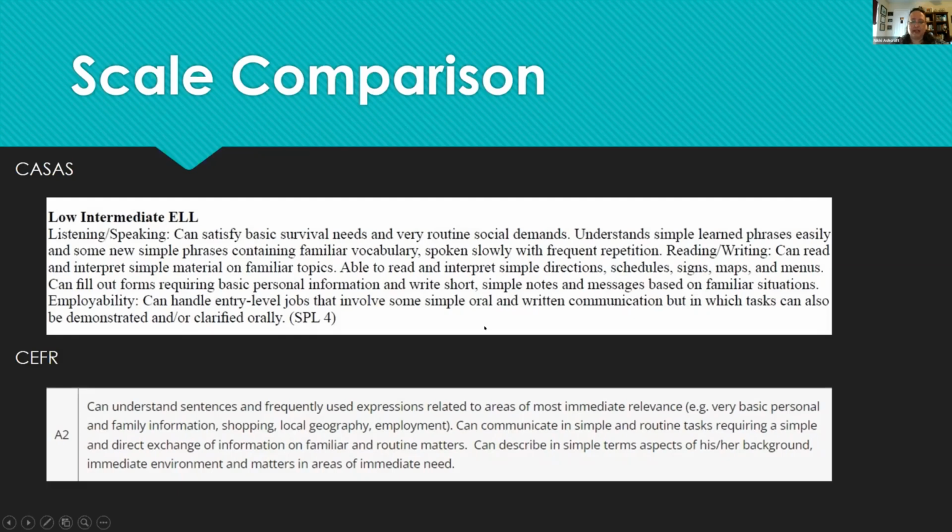Yes, personal information. So what I wanted you to see is that even though these are two different scales and they might use different terminology for how they label the proficiency level, CASAS says low intermediate ELL, CEFR calls it A2, there still is a standard way of thinking about what students can do at this proficiency level.